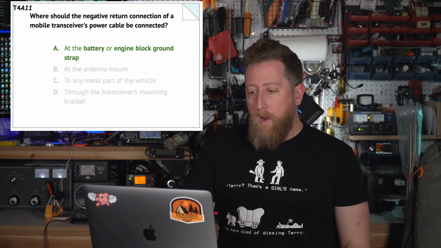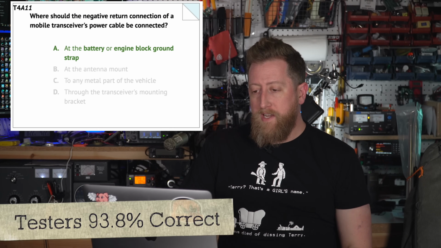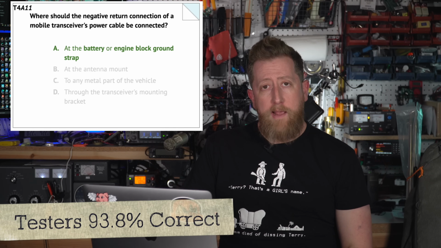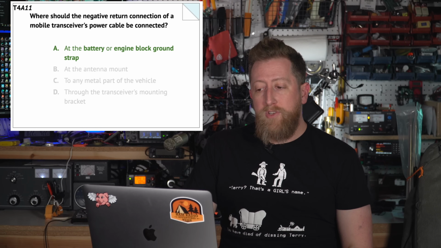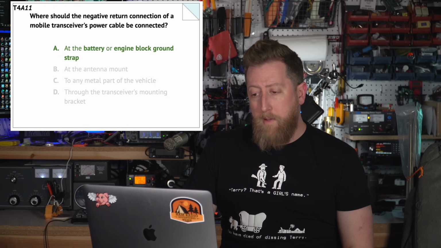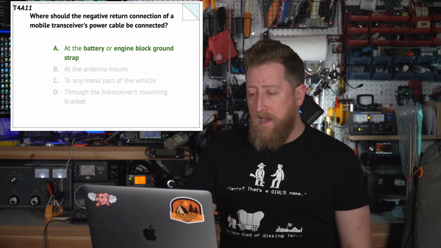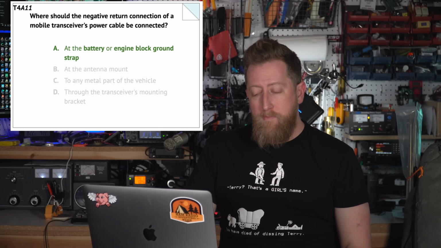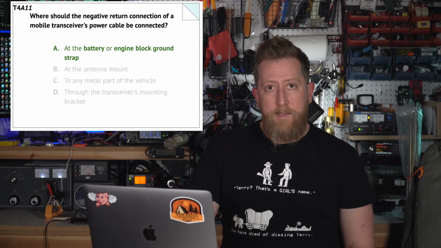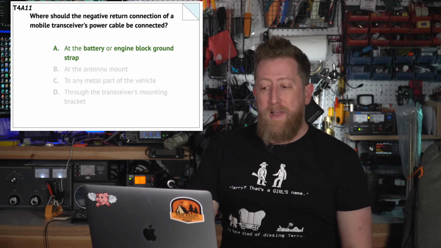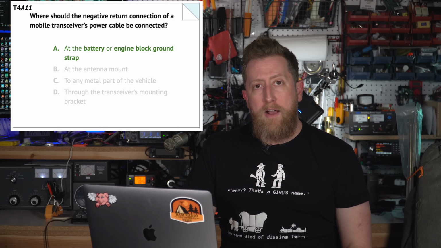T4A11. Where should the negative return connection of a mobile transceiver's power cable be connected? A, at the battery or engine block ground strap. B, at the antenna mount. C, at any metal part of the vehicle. D, through the transceiver's mounting bracket. The answer here is A, at the battery or engine block ground strap.